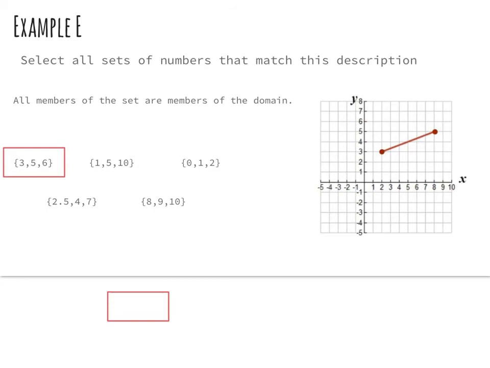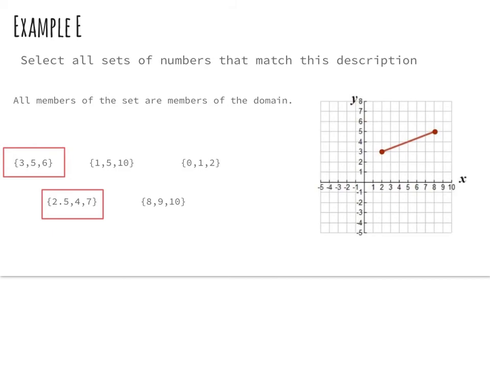Again, 0 and 1 do not fall between 2 and 8, so that is not correct. The next one says 2.5, 4, and 7. So 2.5 is after 2, 4 and 7 are both before 8. So all of those numbers fall between 2 and 8, so they are correct. 8, 9, and 10. 9 and 10 do not fall between 2 and 8, so those answers are not correct. So those are the only 2 ones that we have for this problem.